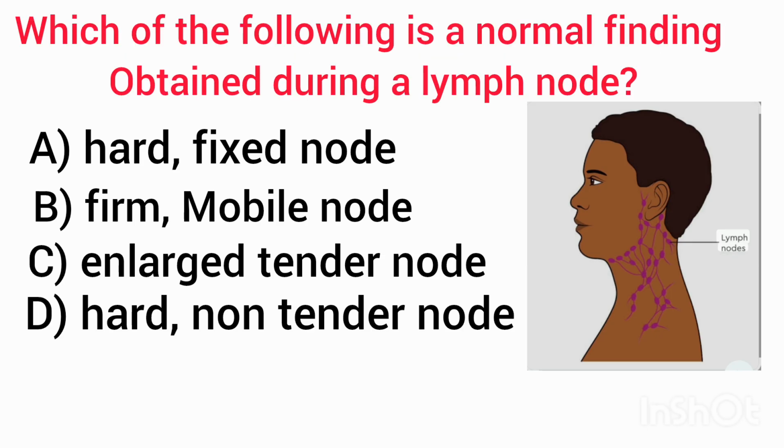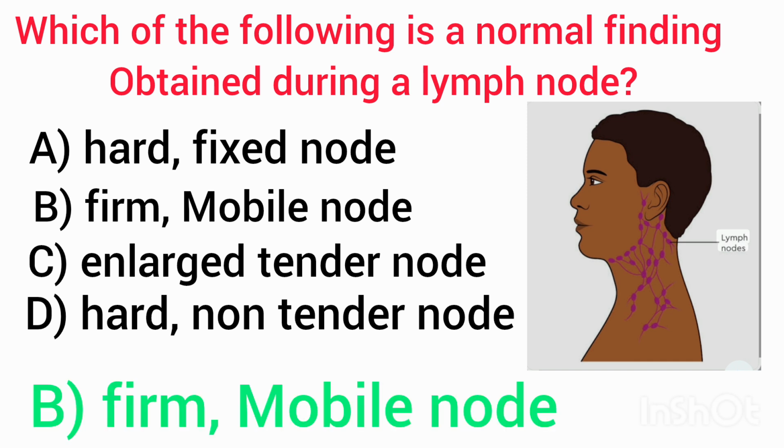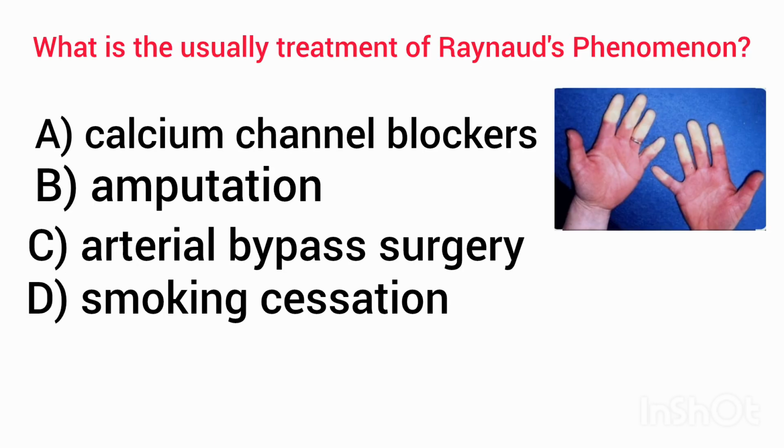Which of the following is a normal finding obtained during a lymph node examination? Hard fixed node, firm mobile node, enlarged tender node, hard non tender node. Answer: firm mobile node. Next question.